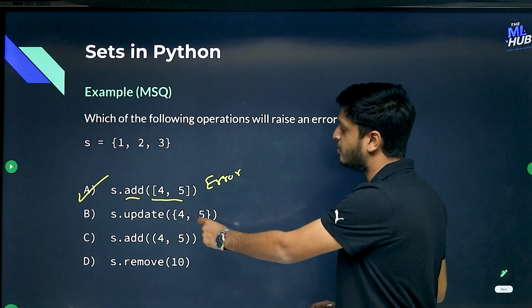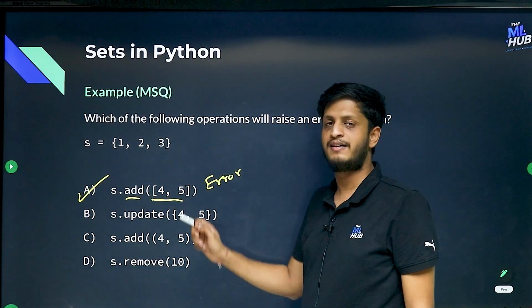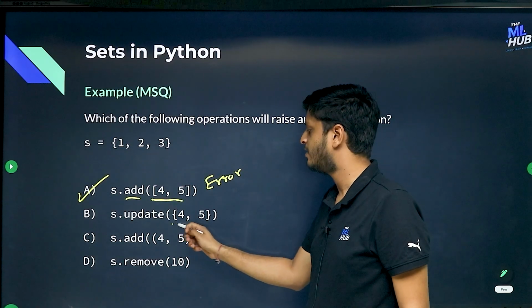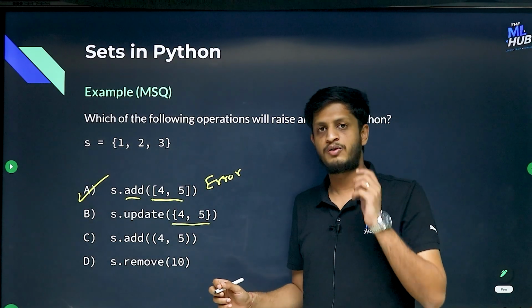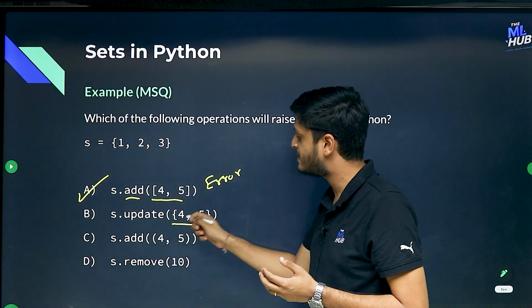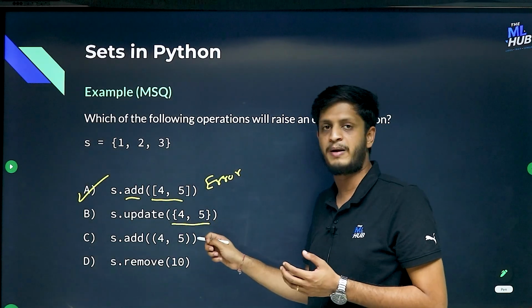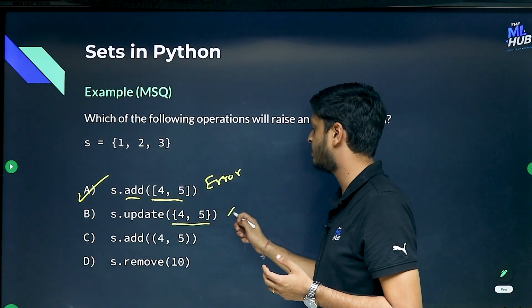S dot update 4 comma 5. Although you cannot add a set inside a set, you can update it. Update function only cares about iterable, and set is an iterable. So it will add all the elements inside the set, which is 4 will be added and 5 will be added. 4 and 5 can be added in the set, and hence this will not give you an error. No error.